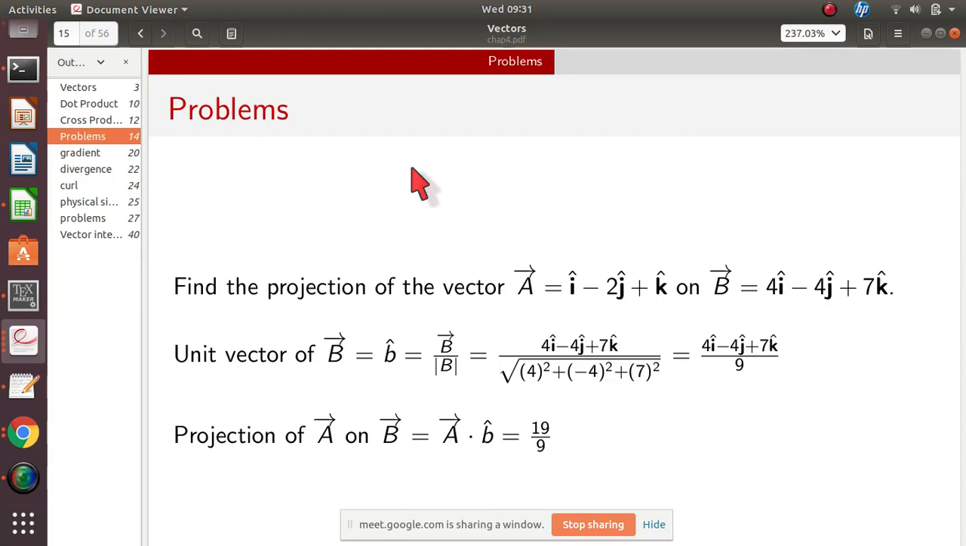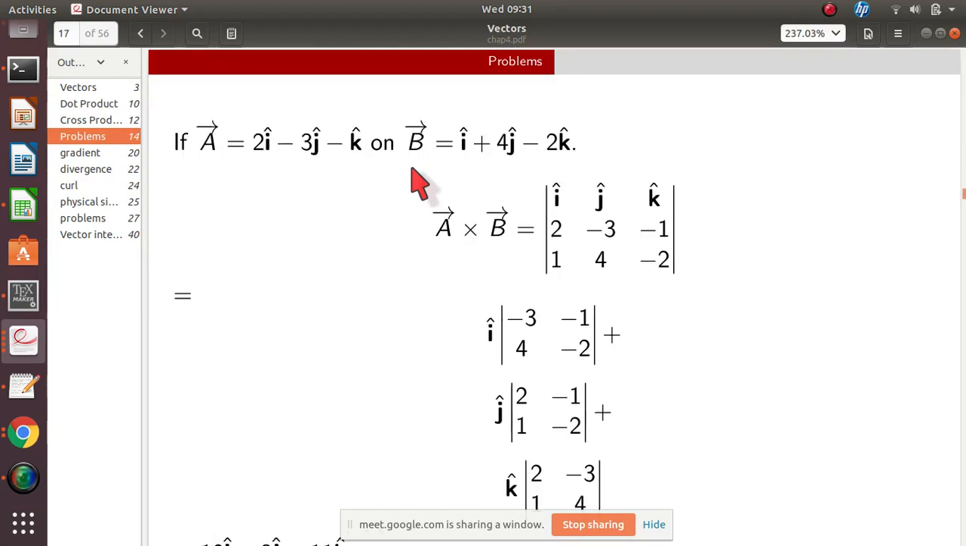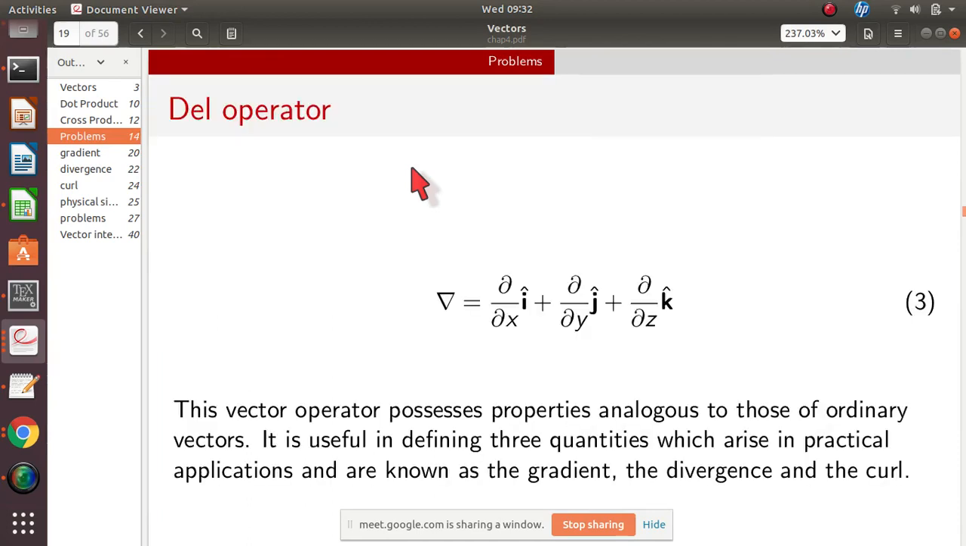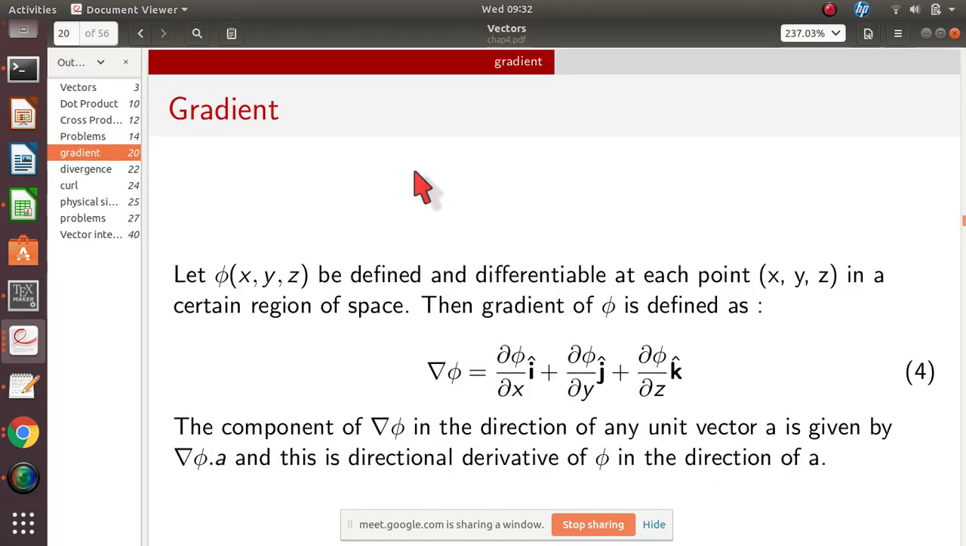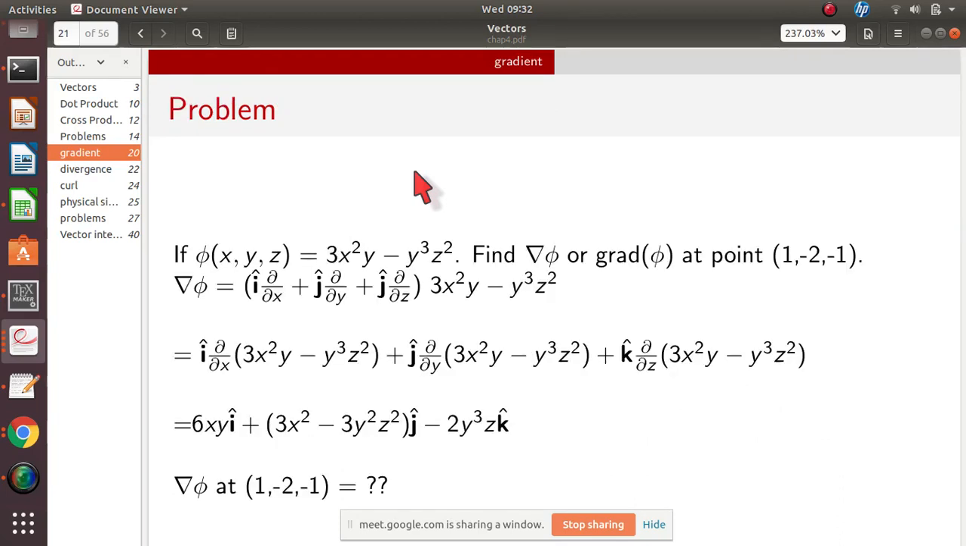Am I audible? Please give response. So any question from previous class related to del operator, gradient and divergence? If you have gone through the PPT or if you have tried any questions from the Spiegel book or any other source. No questions? Sorry?